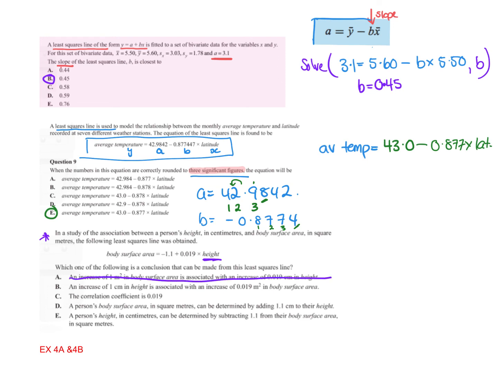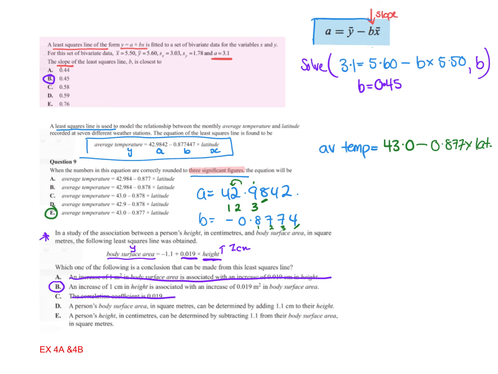Now it says an increase of 1 centimetre in height. That's okay. If I increase this by 1 centimetre, they're saying it is associated with the body surface area, the Y, increasing by 0.19. And that is true because that's what the gradient is. So that's a way of describing it, and it's increasing because the gradient's positive. So this is a good answer. The correlation coefficient is not that. That's the B value, so get rid of that.